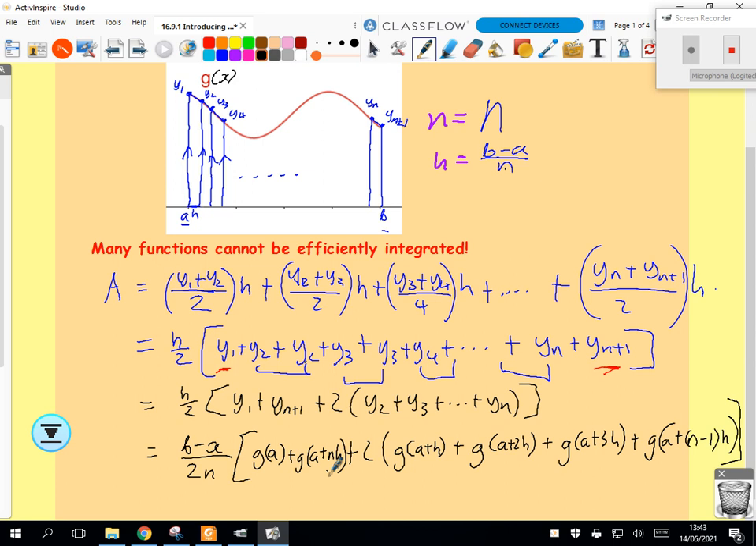Okay, so that's essentially how we use the trapezoidal rule. And we'll look in the next video at an example of putting that into play to estimate the area under a curve.